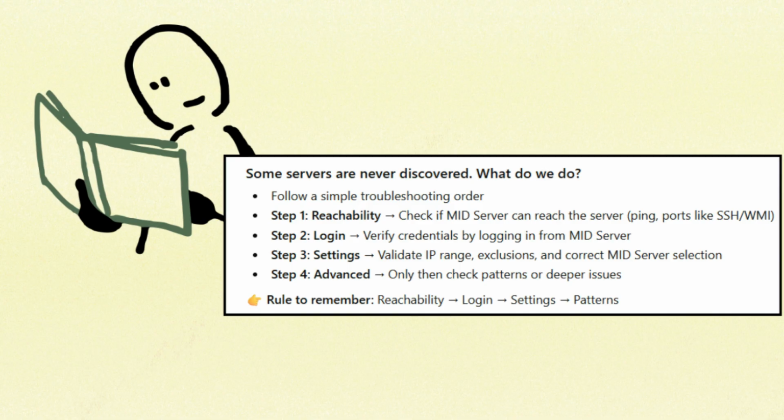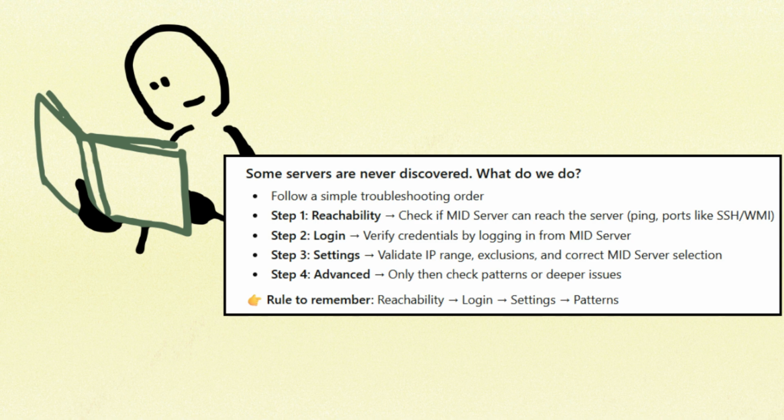The first question is, some servers are never discovered. What do we do here? In this case, when some servers never appear in discovery, we always start with the basics. First, we verify the reachability from the MID server. We test ping, traceroute, and required ports like SSH or WMI. If the MID server cannot reach the target system, then discovery simply cannot work here.